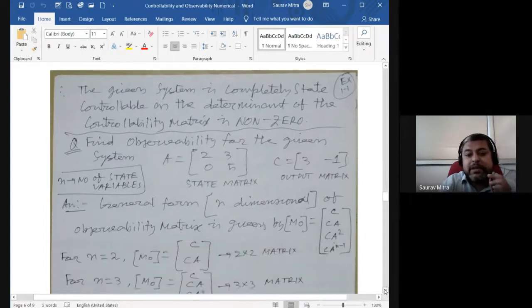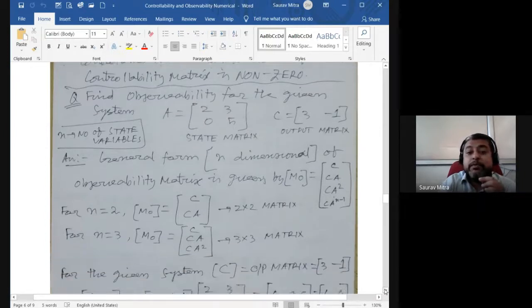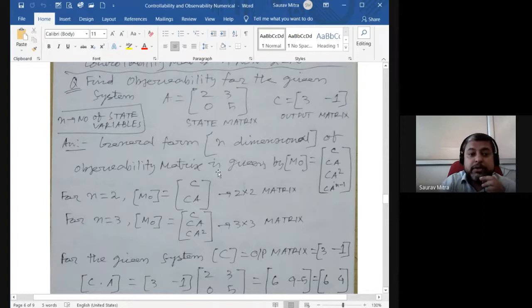For the same system, if the output matrix is given, so previously the input matrix was given as 1, 3 or something. Now the A matrix is the same, and the output matrix is given as 3 and -1. The question is to find whether the system is state observable or not. So what do we do? First we have to find out n, the number of state variables. As the A matrix is 2 cross 2, that means there are 2 state variables.